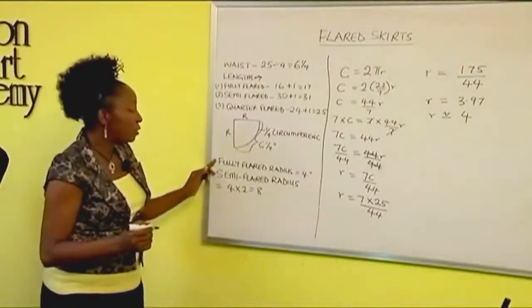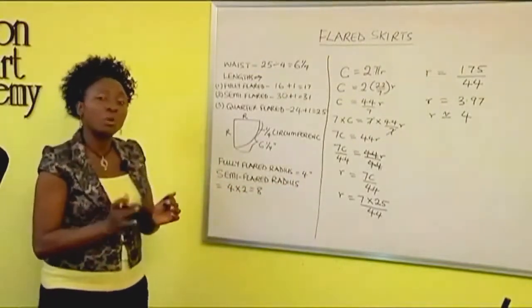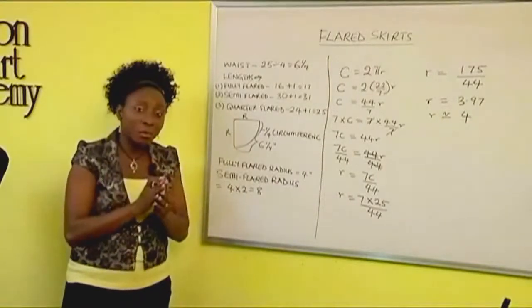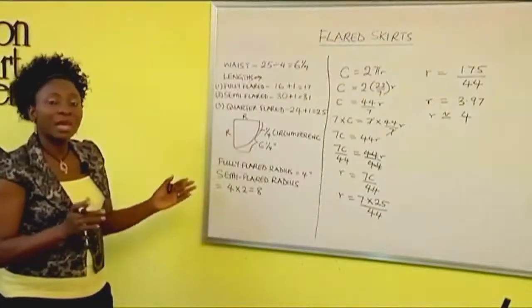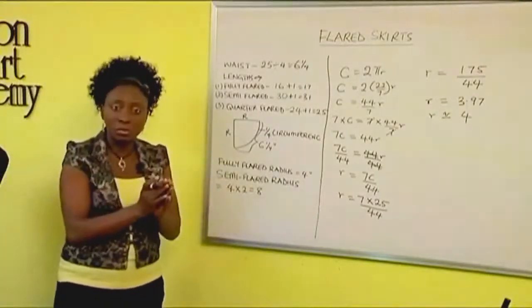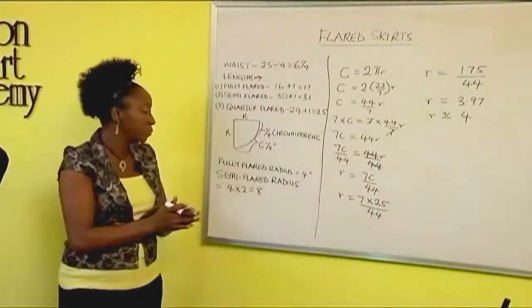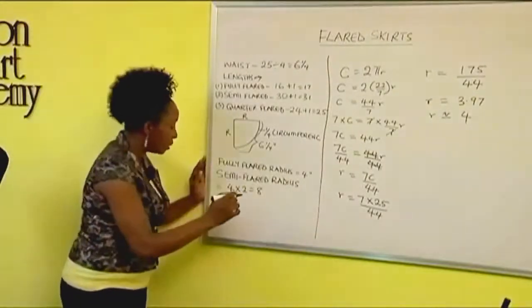Now, for my fully flared radius, I'm going to take my fabric and fold it into 4, that's lengthwise and widthwise. But for my semi-flared skirt, all I have to do is just fold my fabric into 2, just widthwise, that's all. Now let's look at our quarter flared.